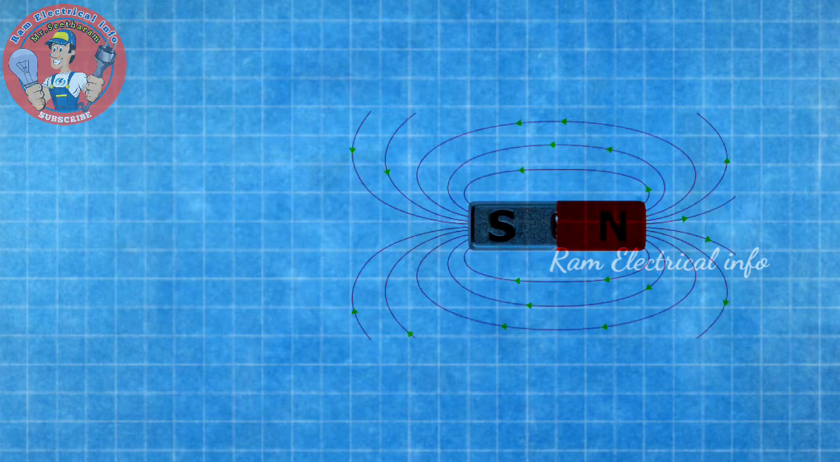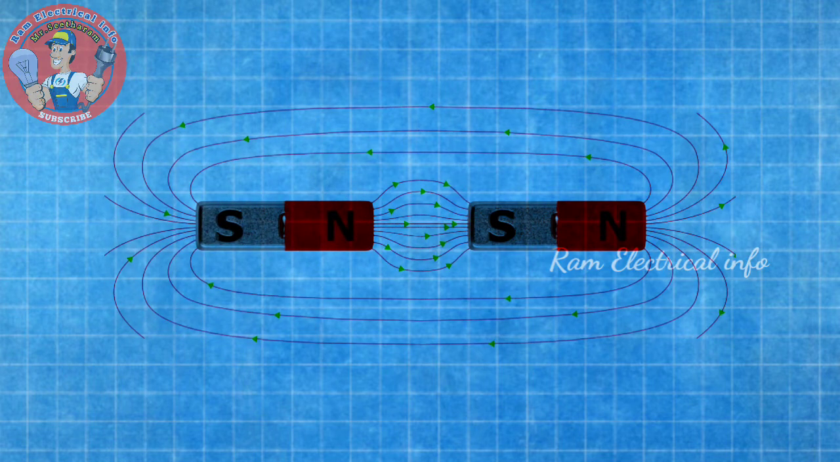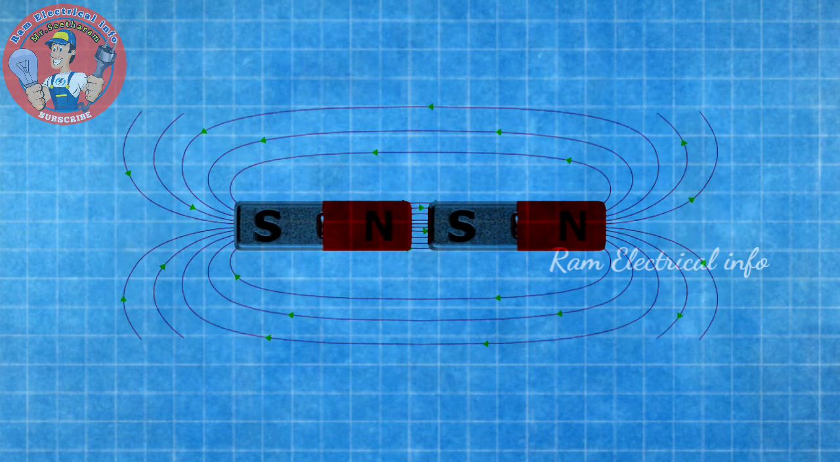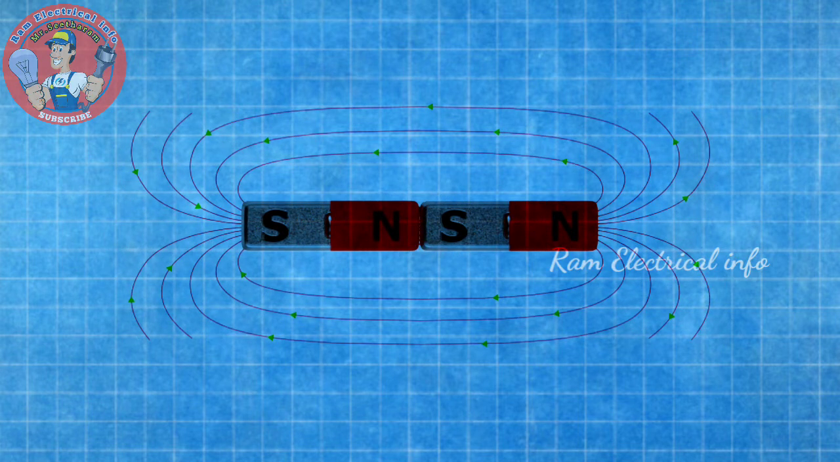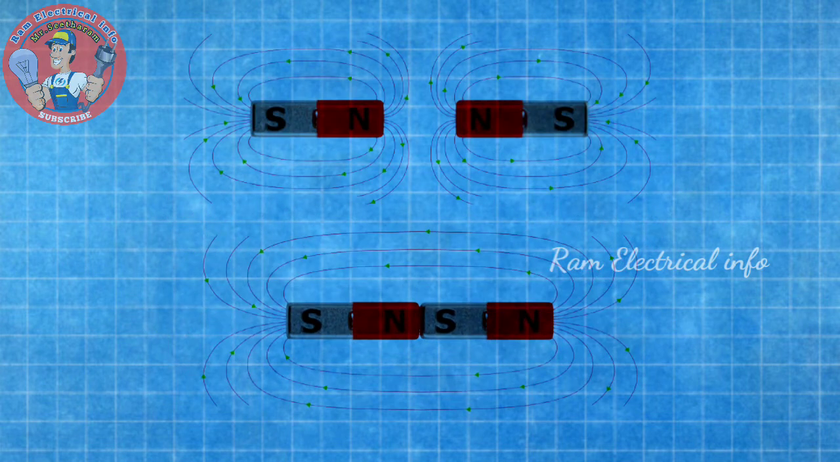If unlike poles of a magnet are facing each other, the forces will attract each other. As you move the magnets closer to each other, the lines of flux join and condense, increasing the forces of attraction. When unlike poles of a magnet are lined up end to end, their combined forces create a unified magnetic field and thus behave as a single magnet.